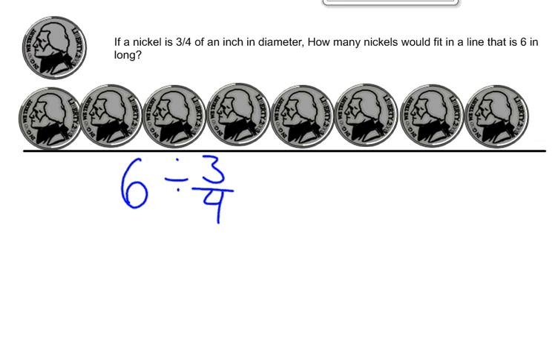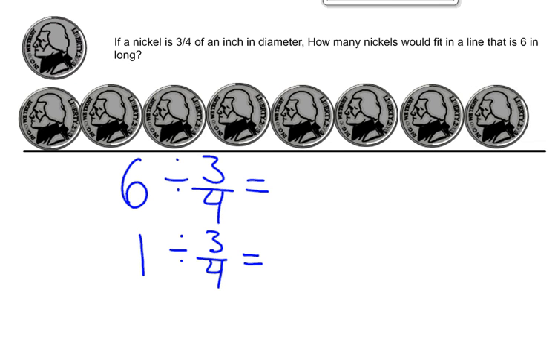We're going to take our 6-inch line, and we're going to divide by 3/4. And we're going to look to get an answer. Now, to understand this best, the best thing to do is, if I can tell you how many nickels fit in 1 inch, right? If I have 1 inch, and I can tell you how many nickels fit there, then I should very easily be able to figure out how many nickels are in 6 inches. Okay? So 1 divided by 3/4.